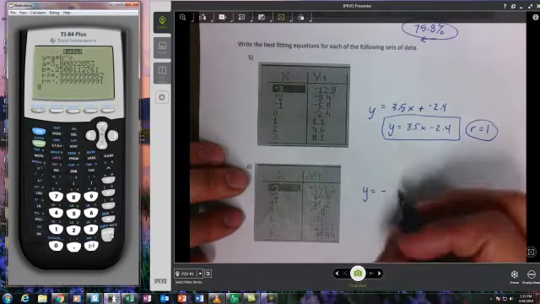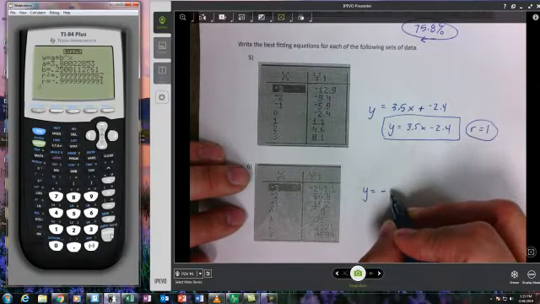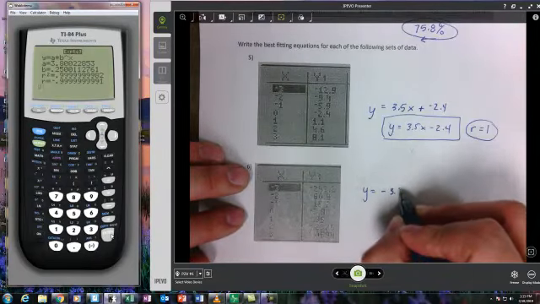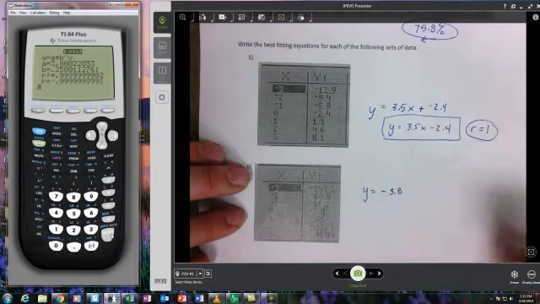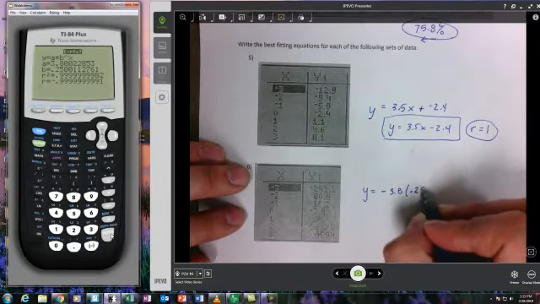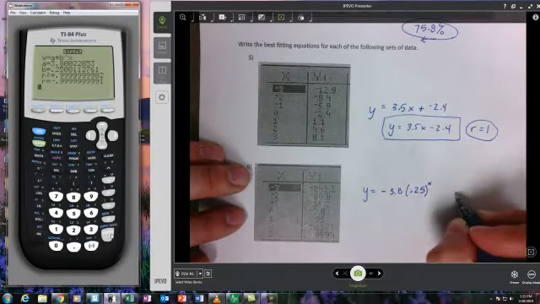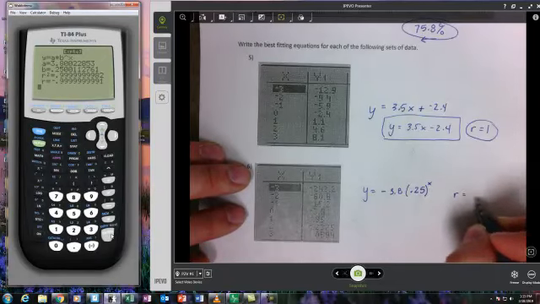Okay, so now I get y equals negative. It doesn't have the negative, but I'm assuming I have to write it, 3.800. I'm going to leave that times 0.25 to the x. And what's my r value? My r value is a negative 0.99. Okay.